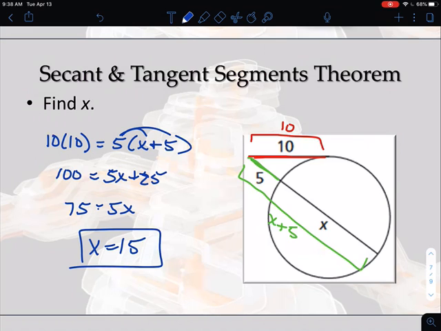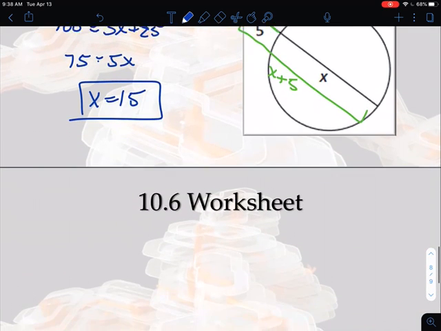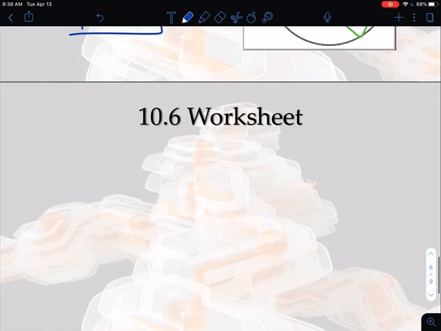So on each of these problems here, if it's the inside, so as we're looking at the inside where they intersect, then it's just one piece times the other equals one piece times the other. If the segments go outside, so now we have secants and tangents, it's always outside times whole equals outside times whole. And then whatever that result is, you just solve it for what's missing.